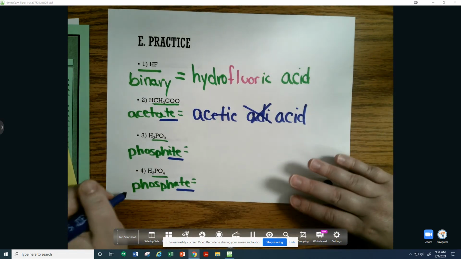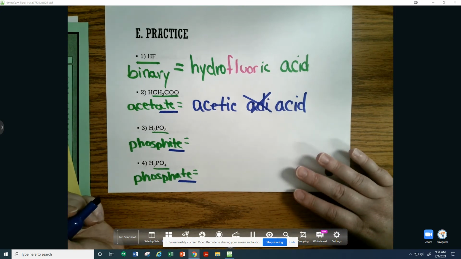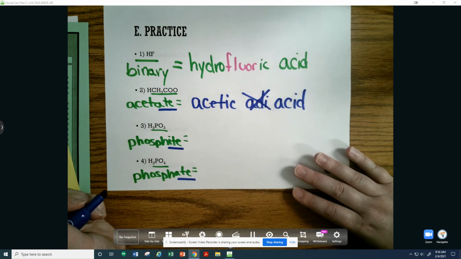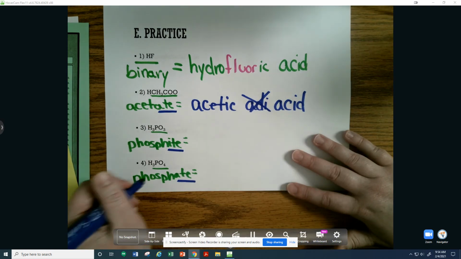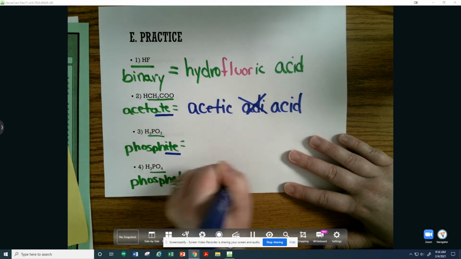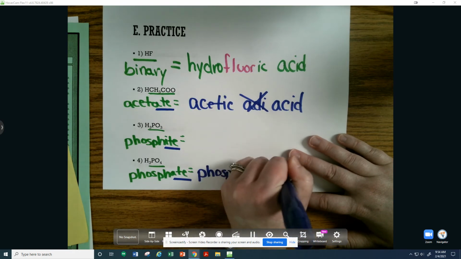Okay, so I'm going to go ahead and name number 4 then to keep in the same frame of mind. So this becomes, and this is another one that is an exception to the rule, and I wish I had a reason why, but I really don't, it becomes phosphoric acid.